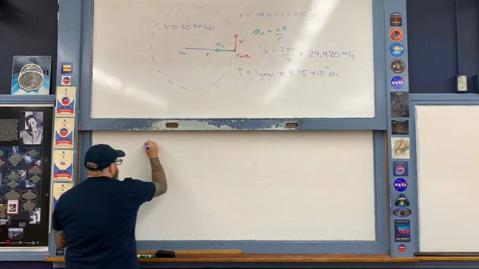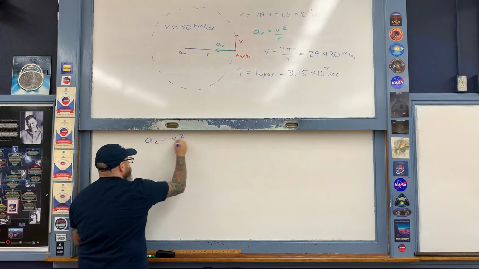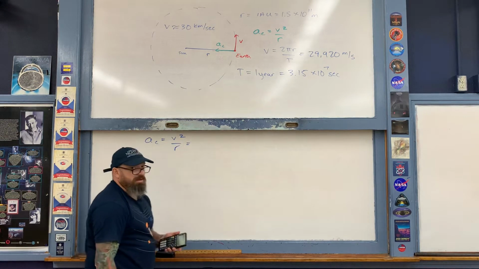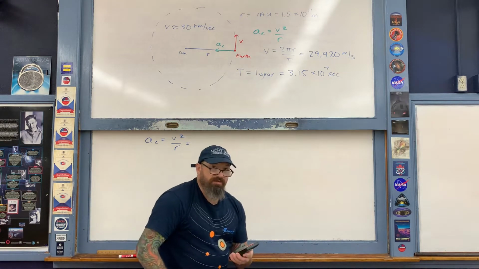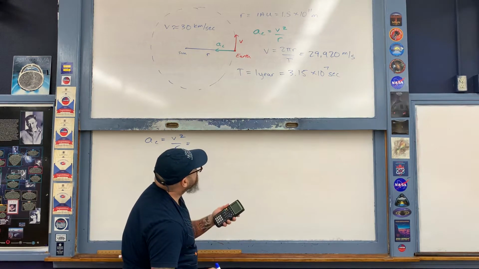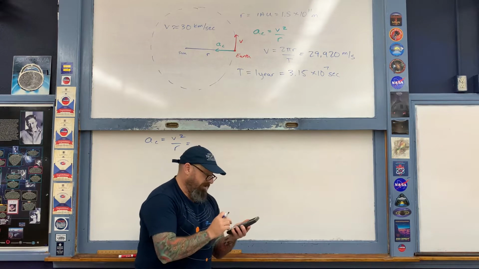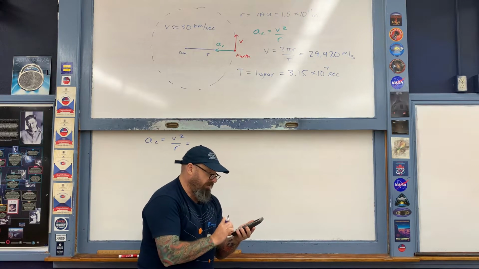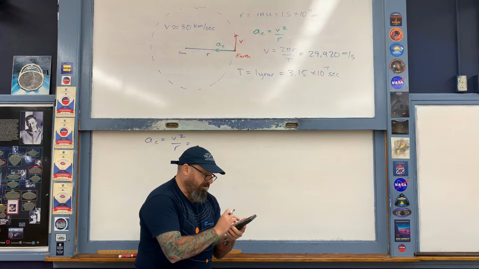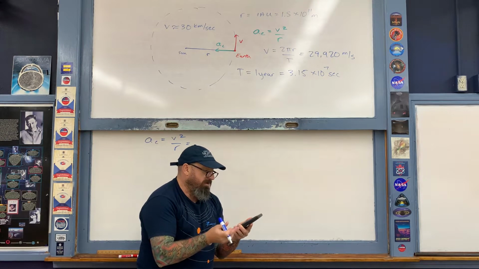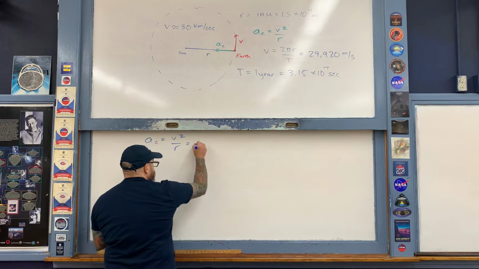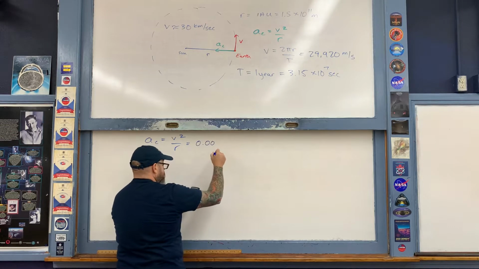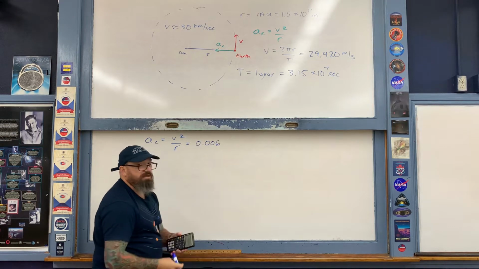Now, the centripetal acceleration has a magnitude that's equal to the speed squared divided by the radius. So let me now go ahead and find the number first. I'm going to take 29,920 meters per second. It's still here in my calculator. I'm going to square that and then divide by the radius of the orbit written in terms of meters. And this then gives us the following. It's only about 0.006 or so. And then here's how the units work out.